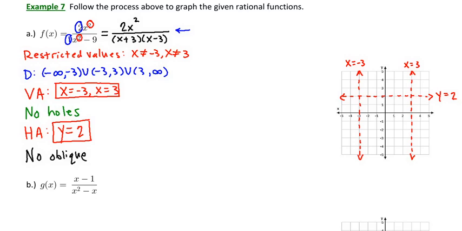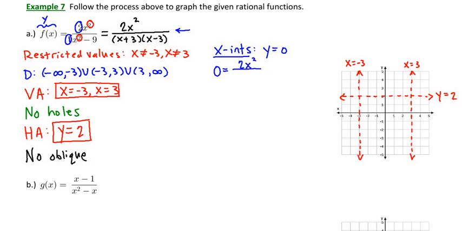Now we need to locate some specific points on the graph. Let's begin with x-intercepts. Now remember, to find the x-intercept, we set y equal to 0. And y is the same thing as f of x. So we're going to set our entire function equal to 0.